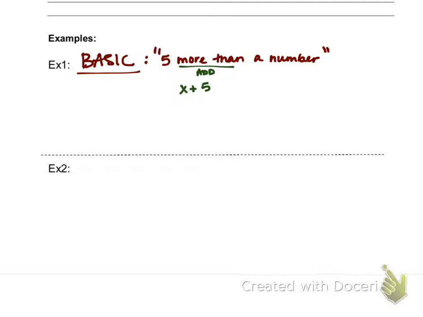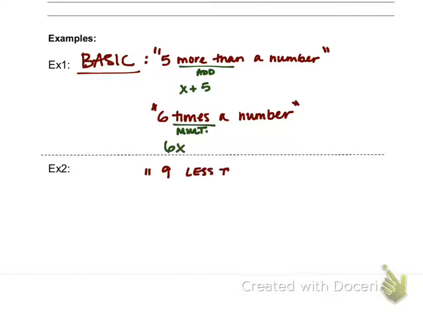The next thing we're going to talk about, another example, is 6 times a number. So if I have the English phrase, 6 times a number, times means to multiply, and we're going to go ahead and write 6x. Let's hold off on the next example here. So we write 6x without any operation shown. The invisible operation is multiplication when we work with algebra.